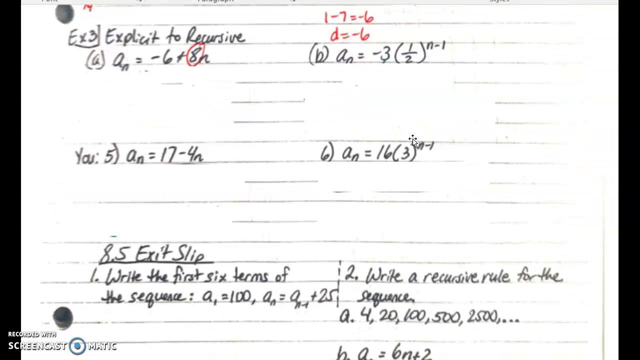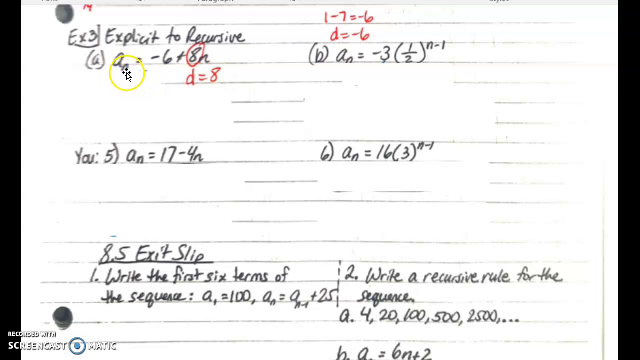If you're given an explicit formula and asked to rewrite it in its recursive form, again, it's actually quite simple. You just need to remember the fact that an arithmetic sequence contains your common difference. It contains your D, and it's always the number that's next to the n. Okay, so if we take a look here, we have a sub n is equal to -6 plus 8n. Well, the 8 here that's being multiplied to the n, that's actually our common difference. So that's our D equals 8.